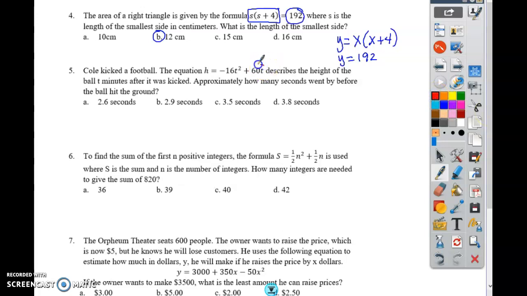Okay, I see an equation. I'm going to type it. Cole kicks a football. The equation describes the height of the ball t minutes after it was kicked. Approximately how many seconds went by before the ball hit the ground? ¿Cuántos segundos pasaron? How many seconds passed till it hit the ball? So this is me hitting the ball, and then the ball comes down, and then when did it hit the ground? ¿Cuándo tocó el piso? So we're going to type that equation, and we're going to go look at how long it took for it to hit the ground. So pause the video, type the equation.